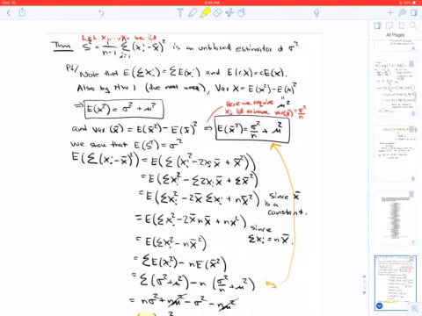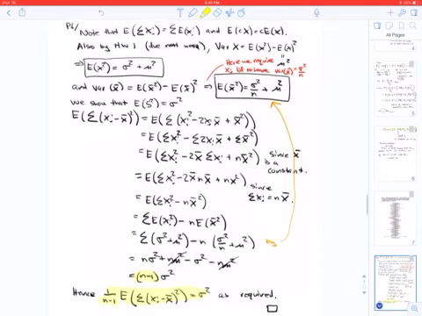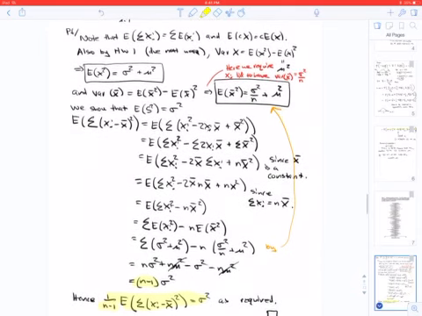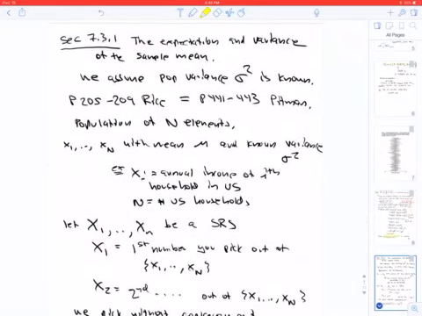Okay, so then I asked you guys to read this detailed proof here showing that the sample variance is an unbiased estimator of the population variance. And this is really a line-by-line proof, and I don't really have anything to say about it. So I'd just like you guys to look at this and make sure it makes sense, and if not, come get some help.